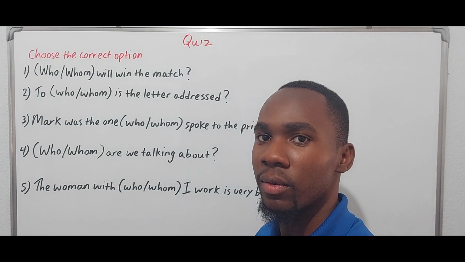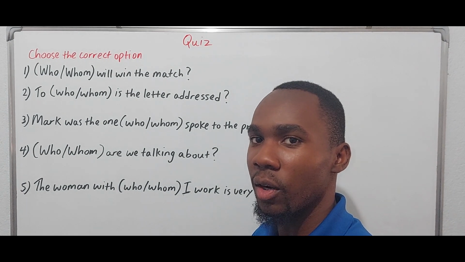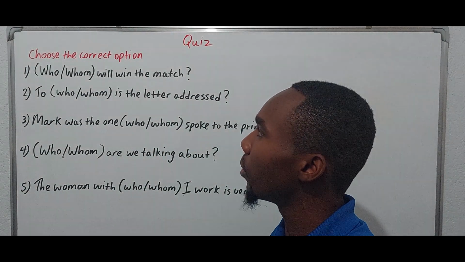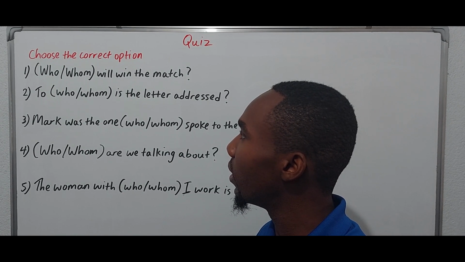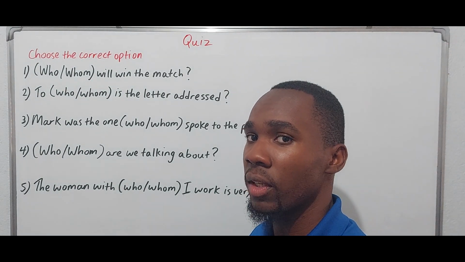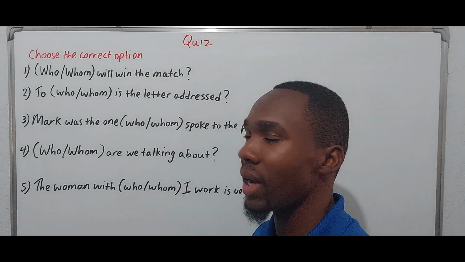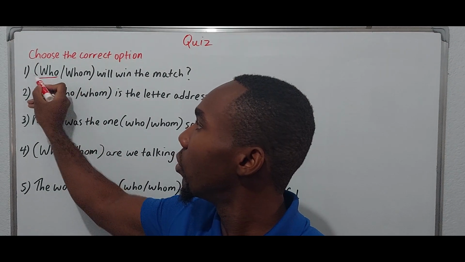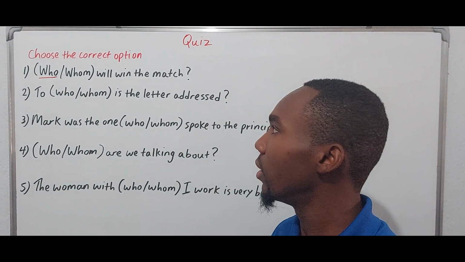Okay, so we have a quiz now, and we're going to test ourselves to see if we understand. So choose the correct option. 1. Who or whom will win the match? Are we talking about a subject or an object? Who or whom will win the match? We're talking about a subject. Therefore, we need who. I could answer that by saying Chelsea will win the match.